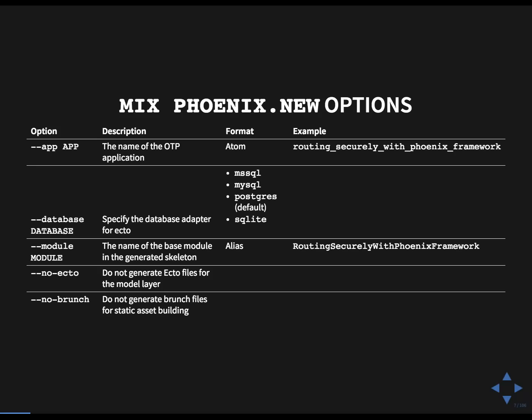You could use --no-brunch if you want to use an alternative, such as Webpack, to compile your assets, and there are blogs online about how to do that if you decide to go that way. If you don't have HTML or assets because you're just building a JSON app or a channel server, you can also use --no-brunch.